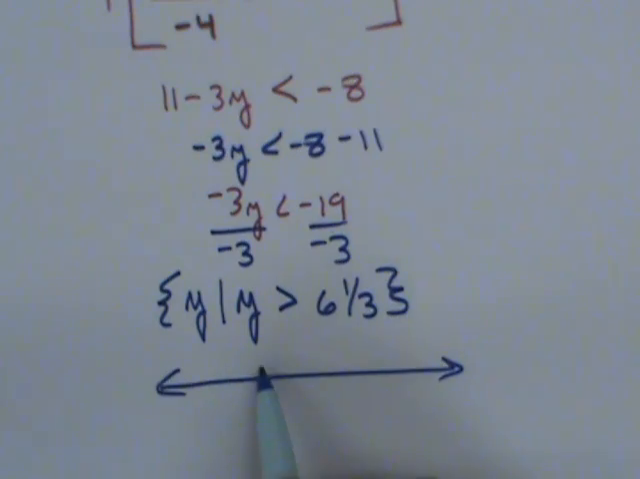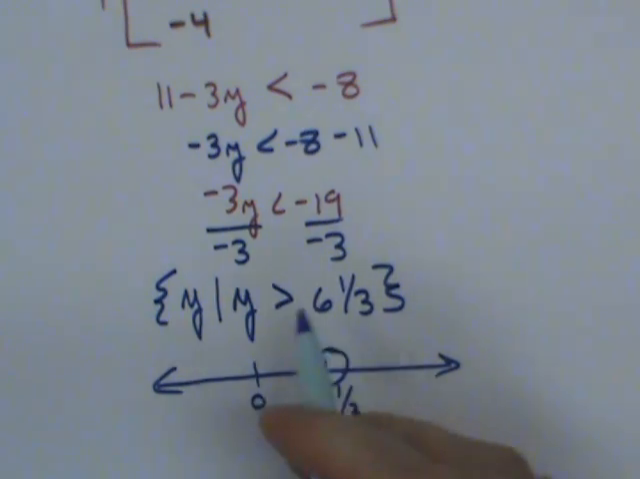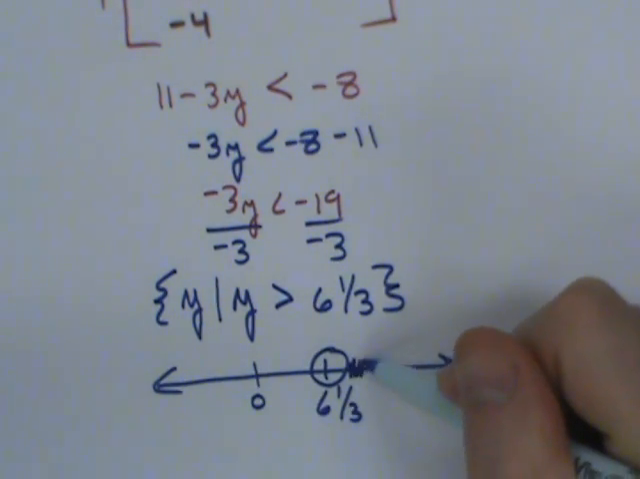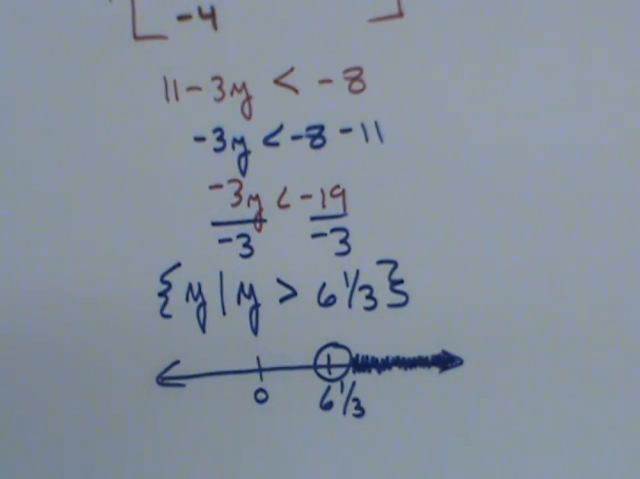We reinforce the idea simply by graphing. Here's my 0. I know that 6 1/3 is found to the right. Open or closed circle? Open, because it is a strict inequality. And it tells me which way to shade, so I shade. Oh yeah, there it is. Good answer.